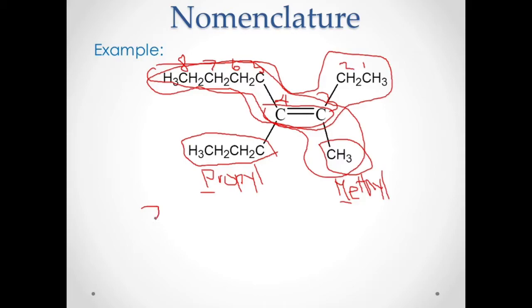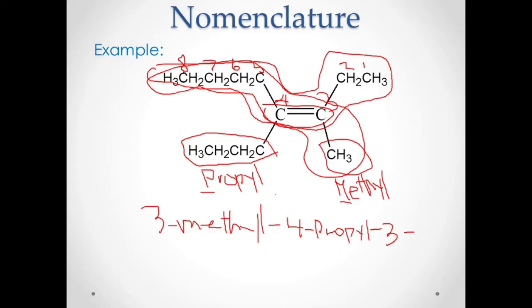So that becomes 3-methyl, then you have 4-propyl. Remember how you write that: the dash and the number. Then your parent: your carbon to carbon double bond is on carbon number 3. It is 8 continuous, or the longest continuous, carbon chain.